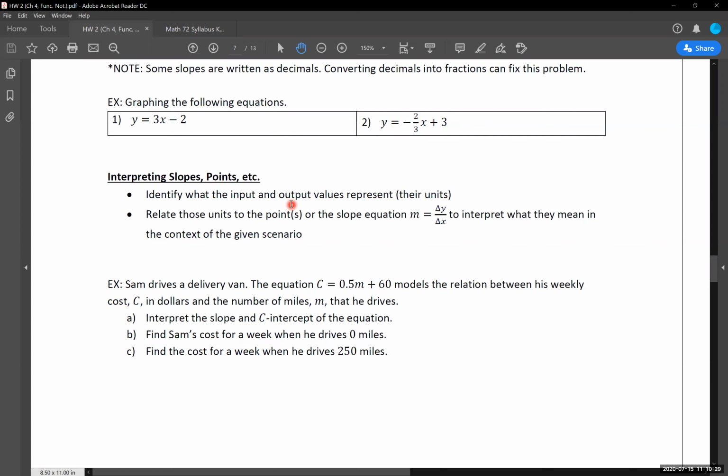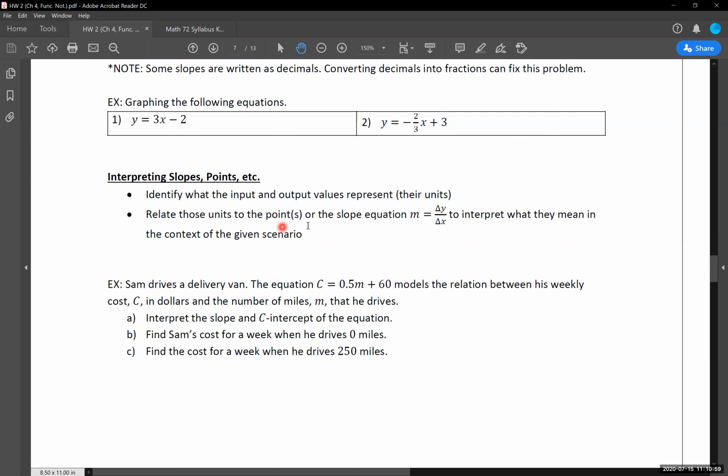And be as specific as you possibly can be with this identification process. A lot of people just say, oh, it represents money. Okay, is it dollars? Is it in terms of cents? Is it in terms of euros? Is it pounds? Be very specific when you're identifying that for yourself. And from there, when we know what each of our variables represents, then we start looking at points or slopes in terms of that.